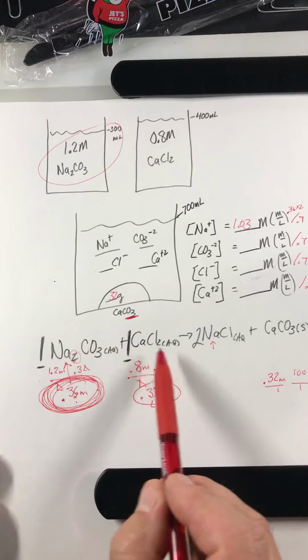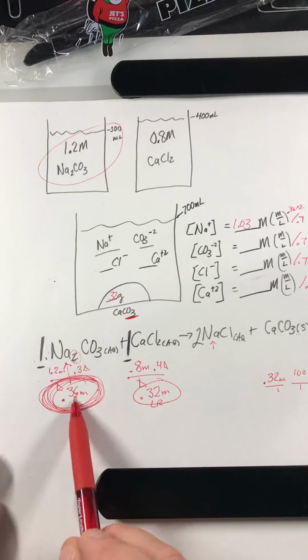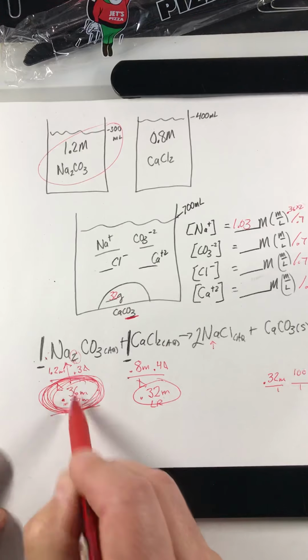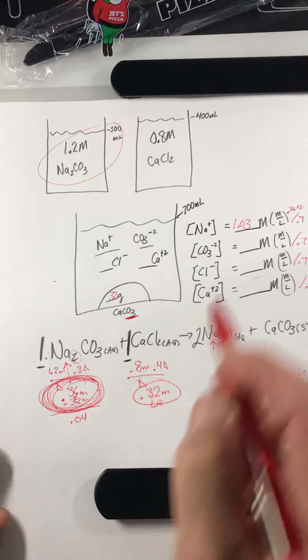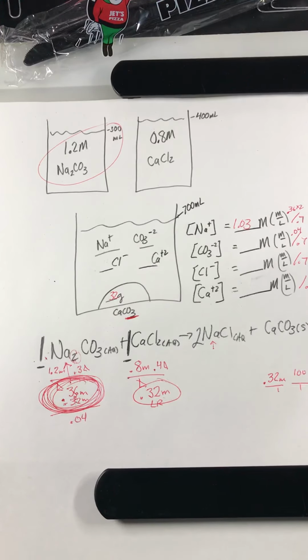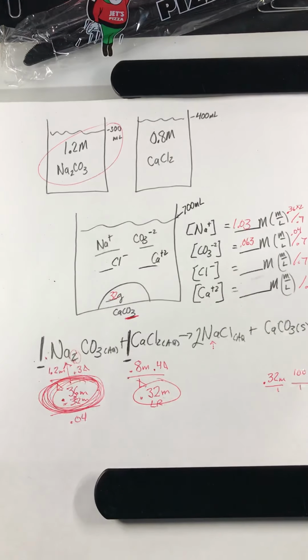People, 1 uses up 1. What's 0.32 gonna use up? 0.32. If we use up 0.32 of the 0.36, how much is left over? 0.04 moles left over. 0.04 divided by 0.7. What'd you get? 0.063. That's what I got. It's a very small concentration because most of it got used up. Comprende? Sí, señor.